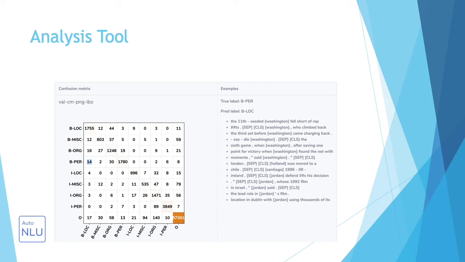This is very useful in practice because in many cases the problem is not really in the model itself, but actually in the dataset. So by looking into this view, the product teams can go back and fix the labels in the dataset.